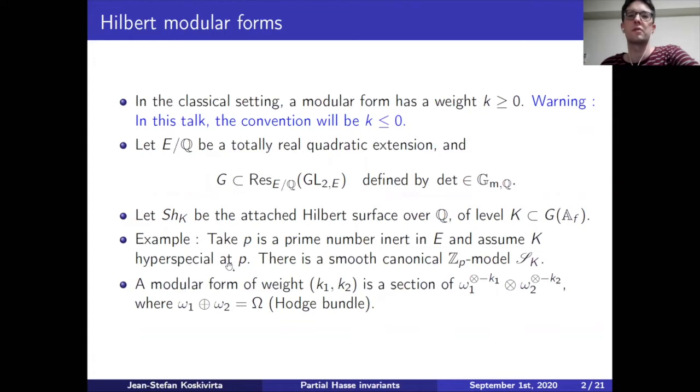But we try to consider more general groups. So we have good reduction at p, so there is a smooth canonical model over Z_p, I call it curly S_K. And so a modular form of weight (k1, k2), for some integers k1 and k2, is a section of omega_1 to the power minus k1 tensor omega_2 to the power minus k2, where omega_1 and omega_2 are the direct summands of the Hodge bundle. So this omega is the Hodge bundle, which is given by the universal abelian variety.